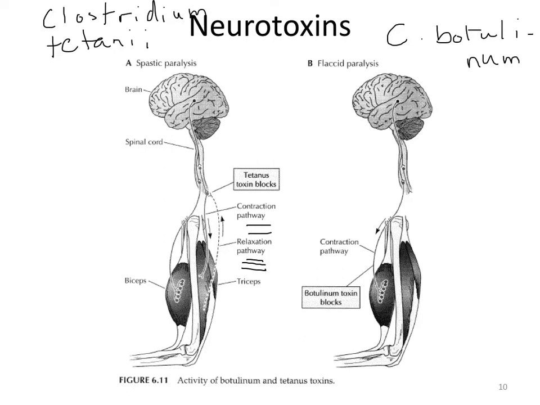In contrast, botulinum toxin blocks the contraction pathway. So you have what is called flaccid paralysis when you're exposed to botulinum toxin. You can't move your muscles, you can't contract them at all. Whereas when you have tetanus toxin, you have what's called spastic paralysis, and that means that you can't relax your muscles. Both of these can be quite deadly, and they can result in fatality.